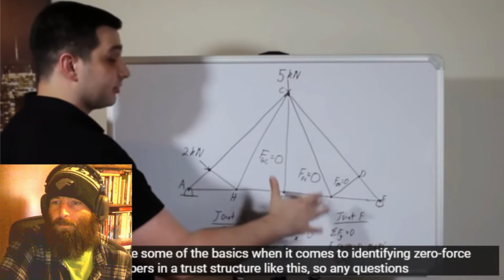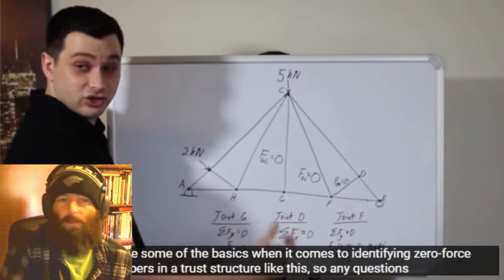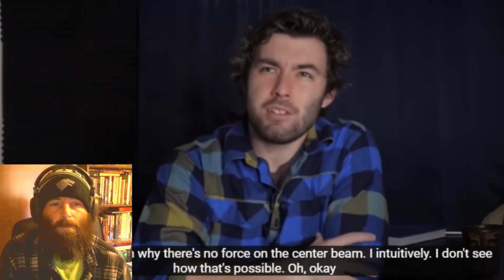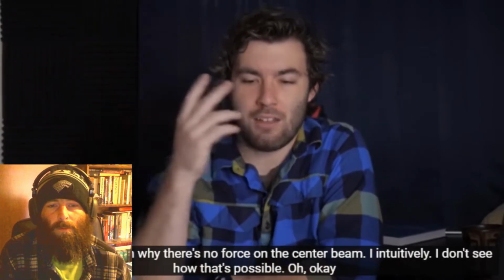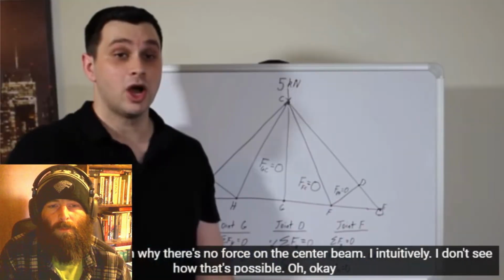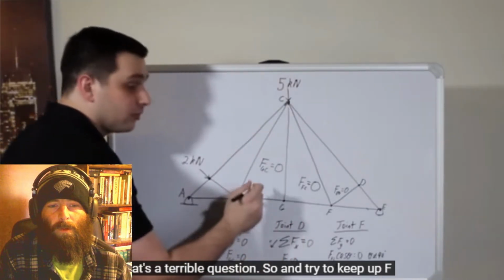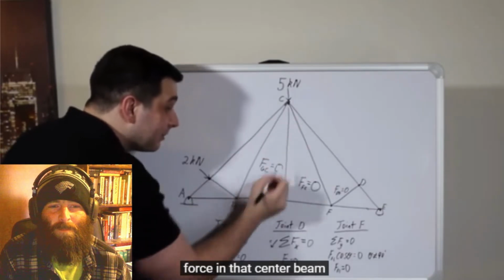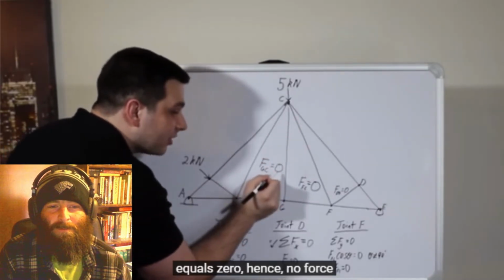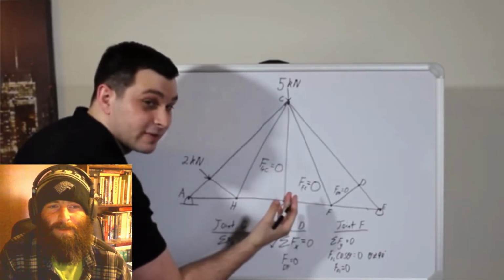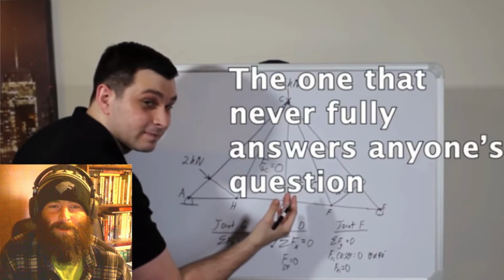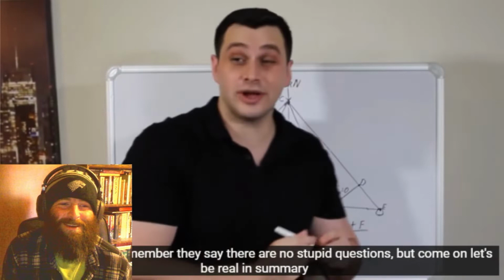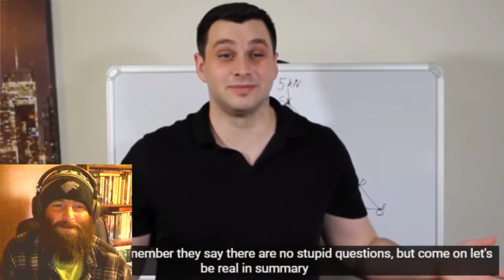Okay, so those are some of the basics when it comes to identifying zero force members in a truss structure like this. So, any questions? Yeah, can you explain why there's no force on the center beam? Intuitively, I don't see how that's possible. Oh, okay, that's a terrible question. So, try to keep up. F, force, in that center beam equals 0. Hence, no force. I've had those. Alright, you guys, remember they say there are no stupid questions, but come on, let's be real.